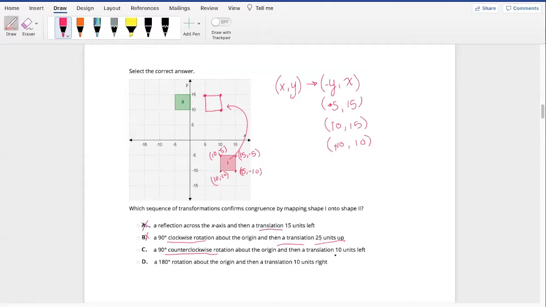Now let's see, if I move, slide 10 units left, am I going to end up on that shape? Well, let's see, we got 5, 10. It looks like that would put us right on shape 2. So yay, we have one that works. C worked for us.